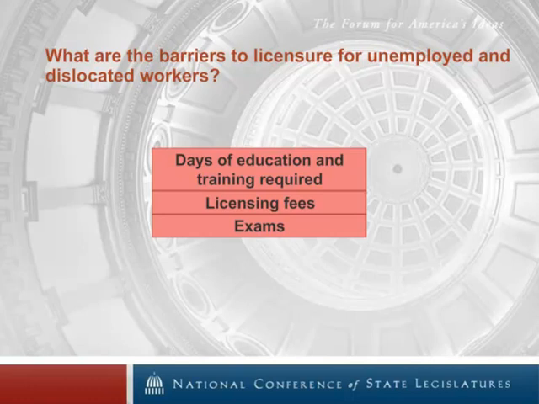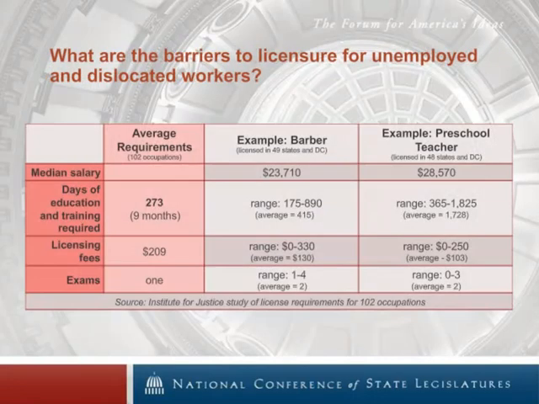Next, we're going to take a look at how these barriers manifest themselves. There was a study of 102 licensed occupations across the states, looking at the average requirements to obtain an occupational license. We're looking at nine months spent getting education and training, and $209 in licensing fees just for the initial license and one exam.